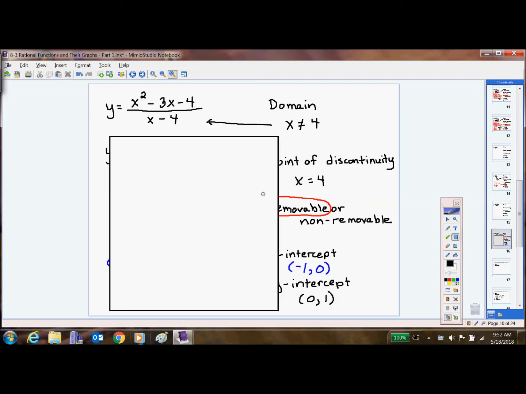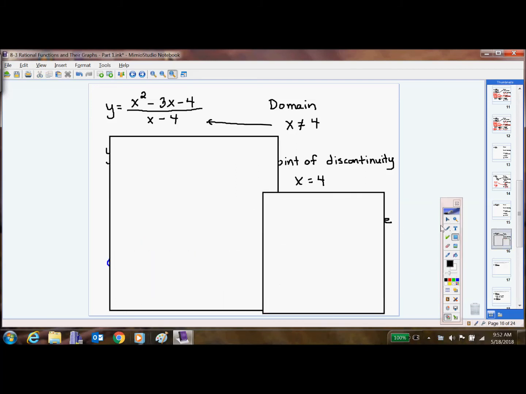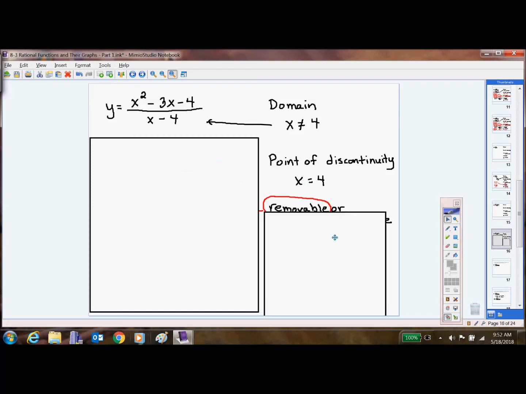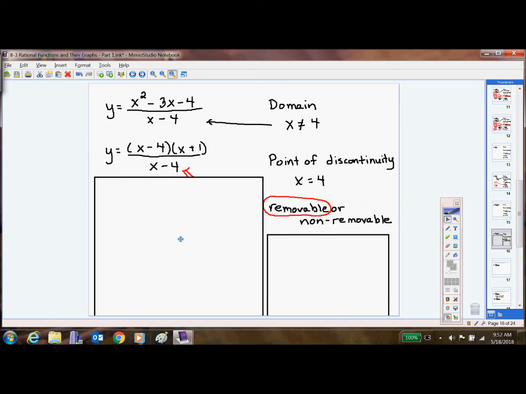We already have a lot of things being shown there, but that's okay. All right, so the point of discontinuity then has to be 4. Okay, domain is x can't be 4. The point of discontinuity is x equals 4. To figure out whether it's removable or not, you have to factor.